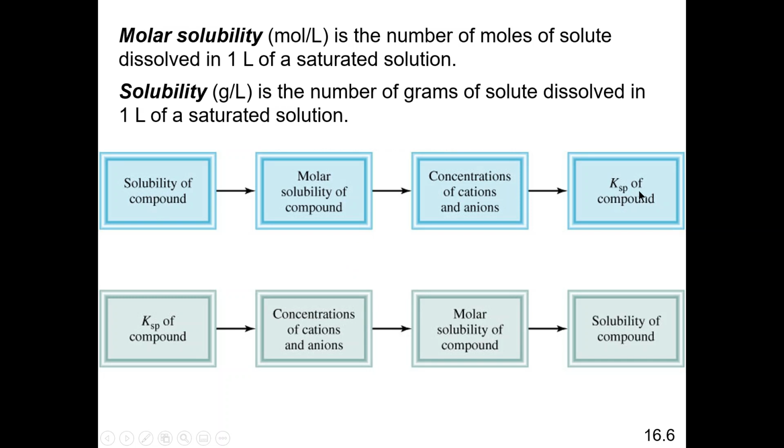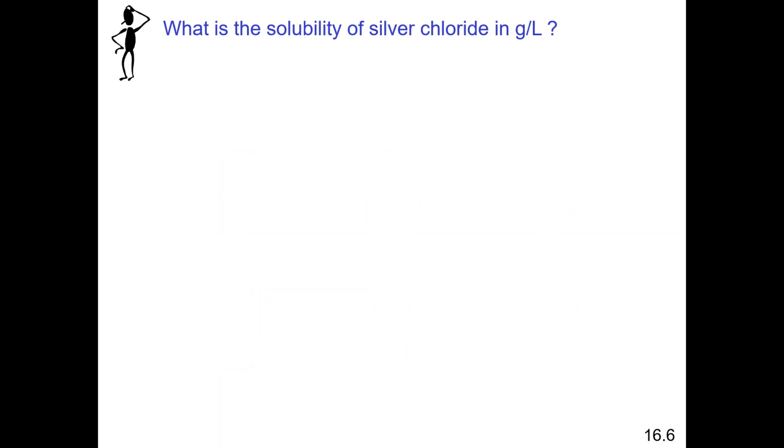The first one showing you basically that if we know what the solubility of the compound is, then we can determine the Ksp by first determining the molar solubility, and then based on that, determining the concentrations of the cations and anions, and then using that to determine the Ksp. Or if you're given a Ksp, you can do the reverse. You can find the solubility of the compound, all right? And we're going to see some examples of this shortly.